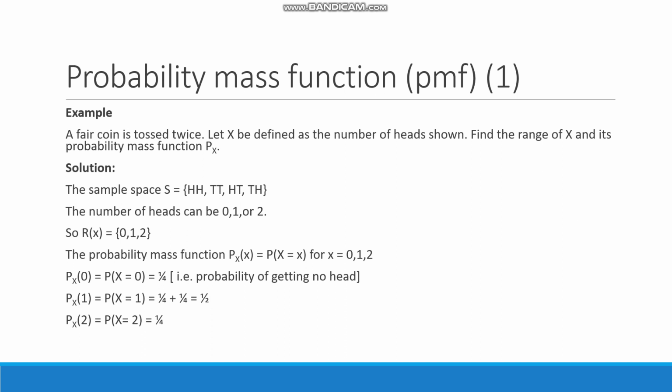The probability mass function is counted for every possible outcome. The probability of getting no head is 1 in 4. The probability of getting 1 head is 1 in 2. The probability of getting 2 heads is 1 in 4.